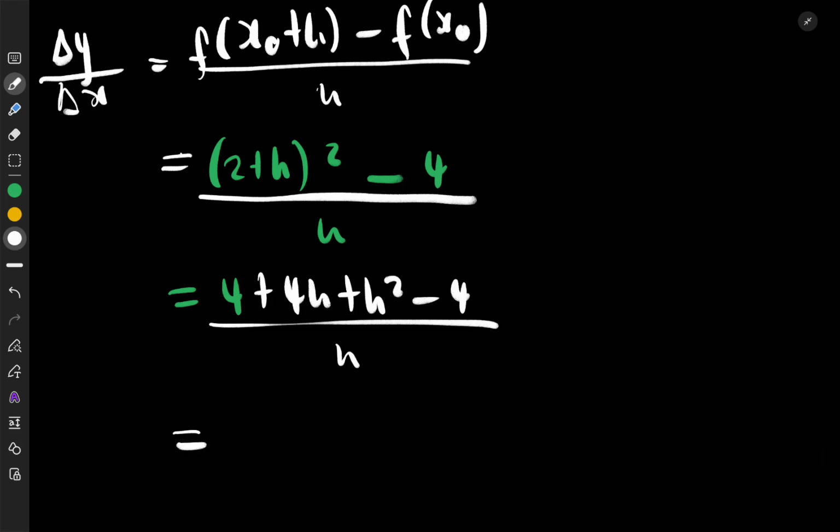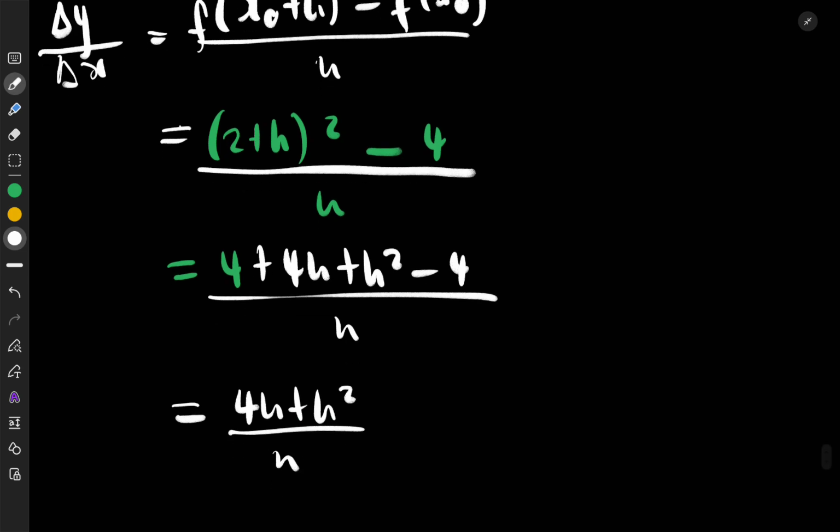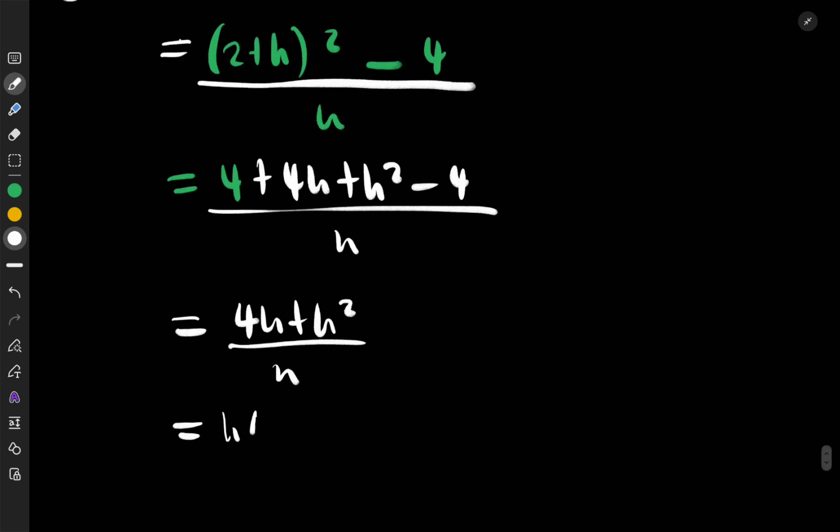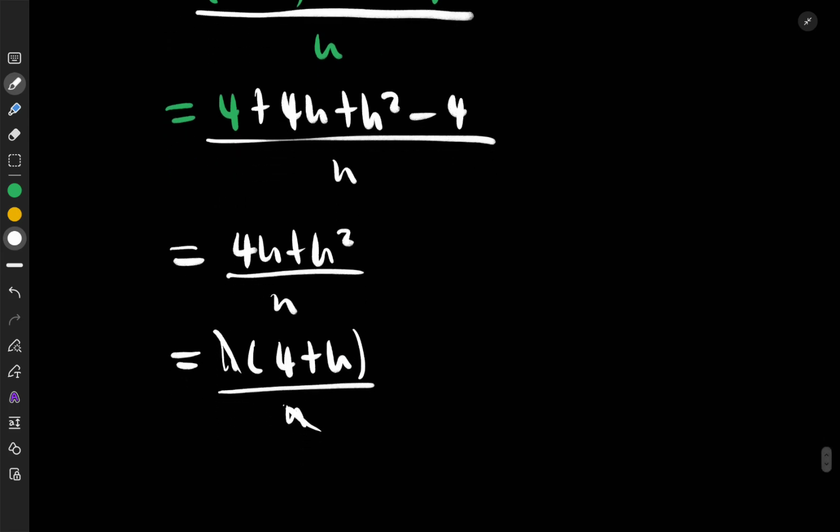4 minus 4 becomes 0. You remain with 4h plus h squared all over h. You factor out the h, and you remain with 4 plus h all over h. The h's cancel. You remain with 4 plus h.